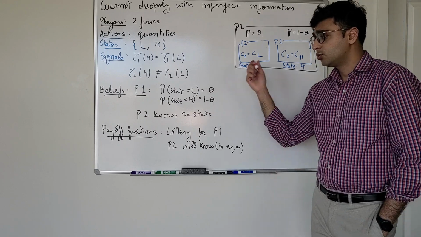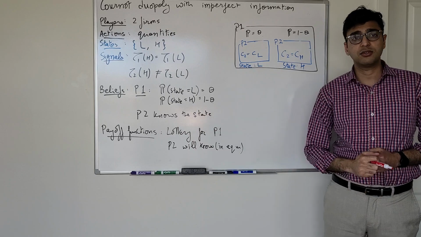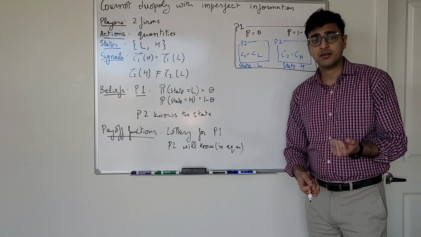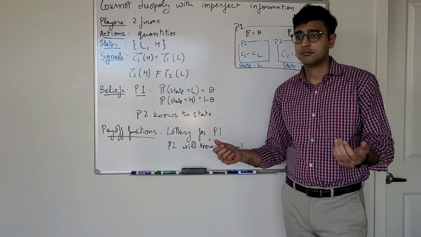Player 2, however, we don't need to define the beliefs for player 2 any more than this, because player 2 will know what the state of the world is. So based on the signal, player 2 will assign a probability of 1 to the state that the signal points to.